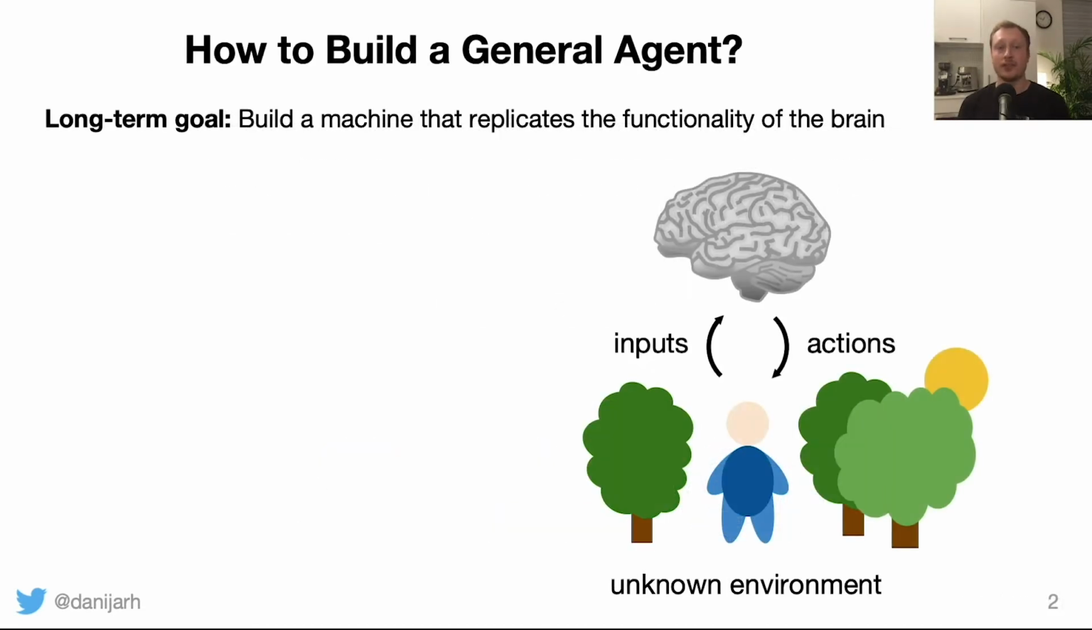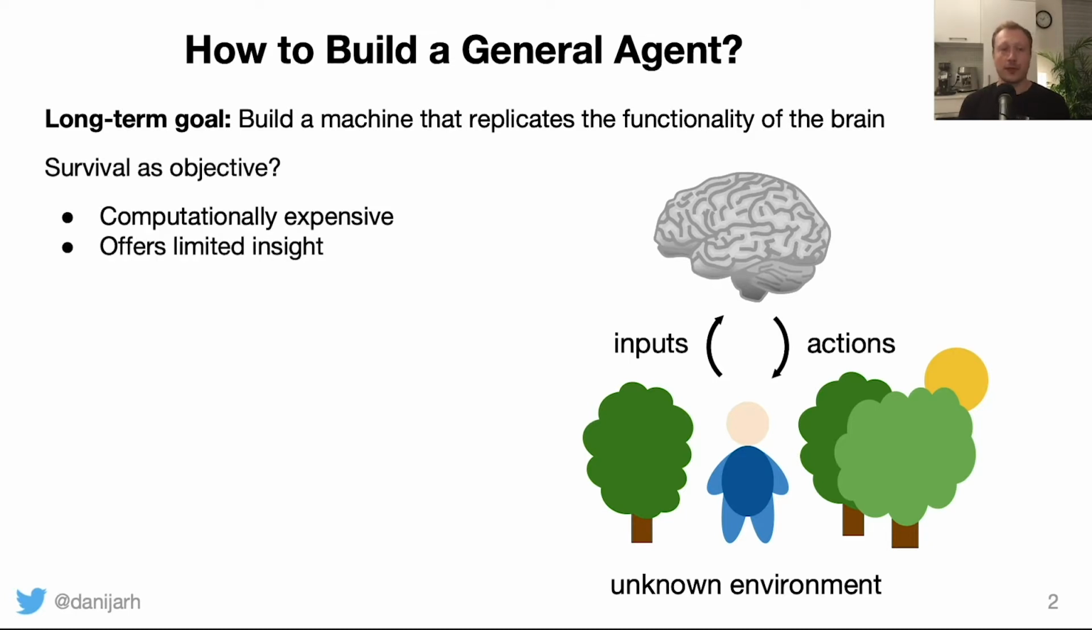The long-term vision here is to build a machine that replicates the functionality of the brain. Such a machine will be embodied in an environment and interact with it through sensory inputs and actions, so we call it an agent. But how can we build such a machine? One option would be to maximize survival, or the chance of survival, as the only objective function. But this would be computationally very expensive.